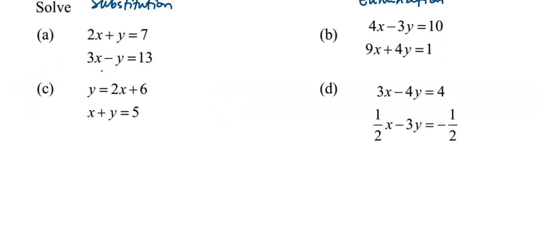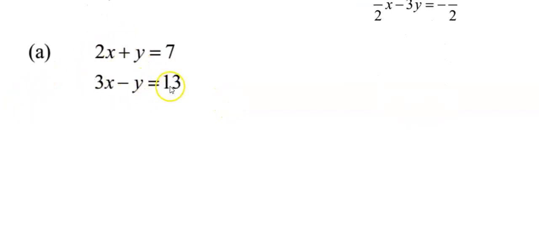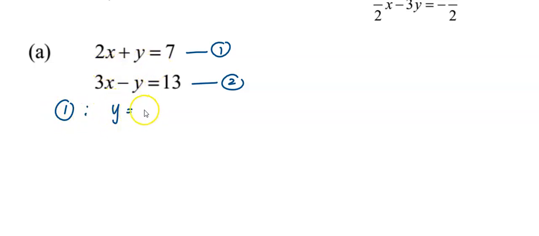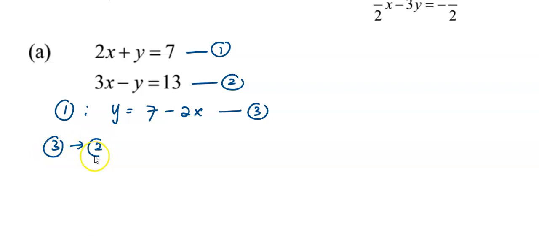Let's look at the first example. For this first example, I'm going to use the substitution method to solve this linear equation. Firstly, I will name this as equation 1, this as equation 2. In equation 1, I will rewrite it in the form of y equals 7 minus 2x, meaning that I will make y the subject. After that, I name this as equation 3, and substitute equation 3 into equation 2.